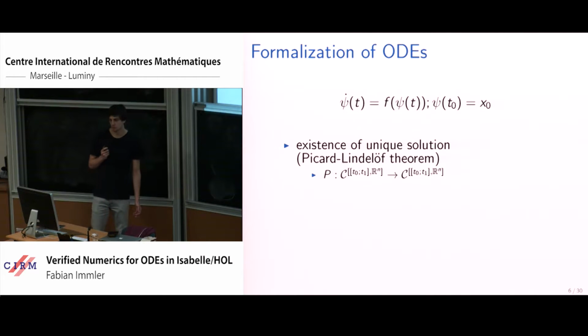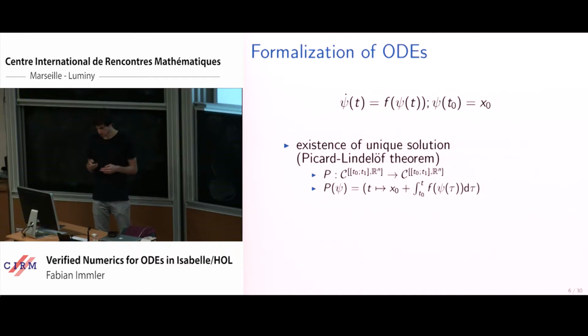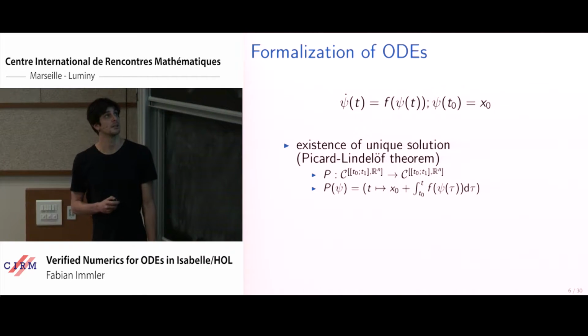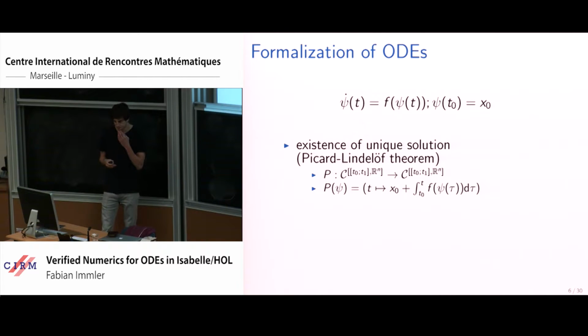When you look into a mathematics textbook, the Picard-Lindelöf theorem usually works with the so-called Picard operator, which works on the space of continuous functions from a compact interval to, say, Euclidean space. And it's defined as the mapping from some function to basically the antiderivative of the ODE. And so with this definition, we have this Picard operator P. It operates on a function space. And on this function space, you usually want to apply the Banach fixed point theorem, which guarantees that there's a unique fixed point, which is then a unique solution of the ODE.